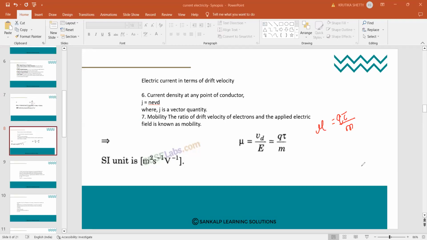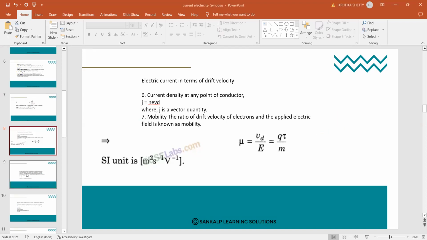In this lesson many formulas come. So note them down one by one, it will be easy for us to solve the MCQs. Now the SI unit is meter square per second per volt. So meter square per second per volt is the unit of your mobility. Okay? So note down the unit also.